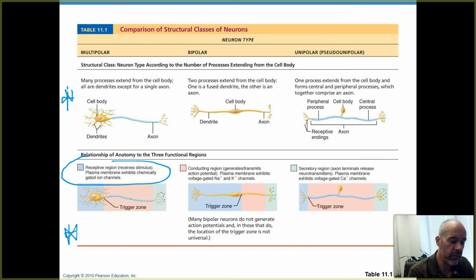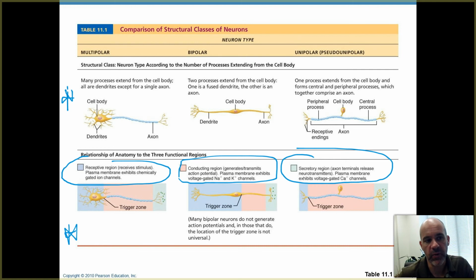So it's not always stimulation from another neuron. So in blue, they're showing you the receptive areas. In pink, it's the conducting region. So that's where your action potential travels down. And then in green, that is your secretory region. The secretory region is where the neurotransmitters, the chemicals, get released out of those axon terminals.